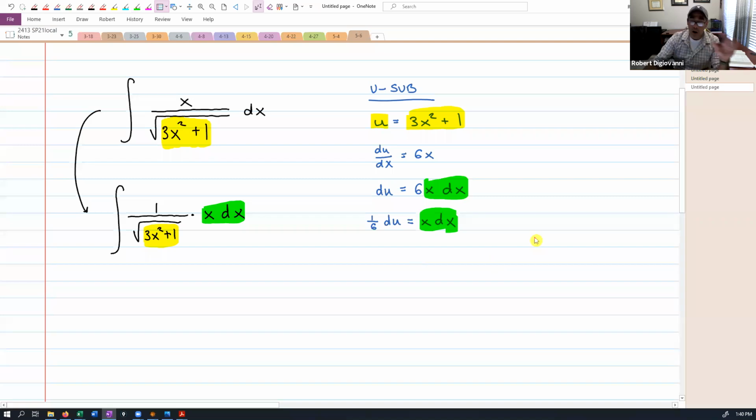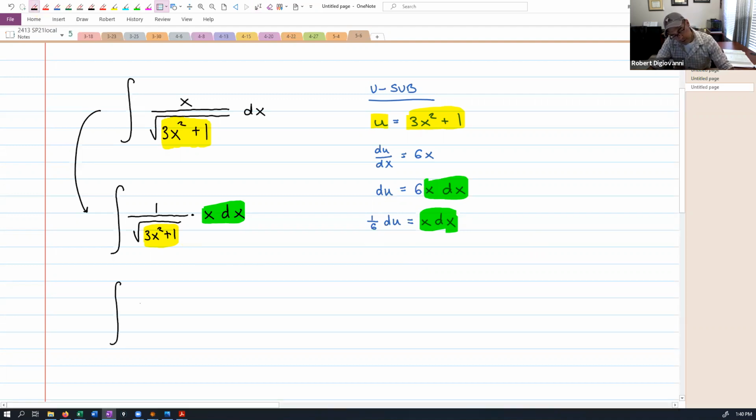So if you're ever off by a constant, see, we were off by 6, you'll always be able to do something on both sides right there to make it match. So let's continue here. I'm ready to rewrite the integral.